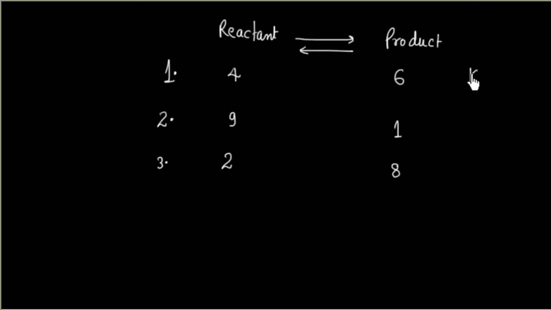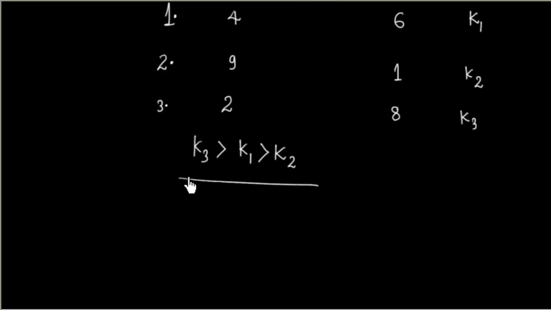Now the equilibrium constant for this reaction is K1, for this is K2, and for this is K3. So we have to basically look at which has more product, so we have to see the spheres on the product side. K3 has the maximum number of spheres on the product side, so K3 is greatest. And then we will have K1, and then K2. So this is the increasing order of equilibrium constant.